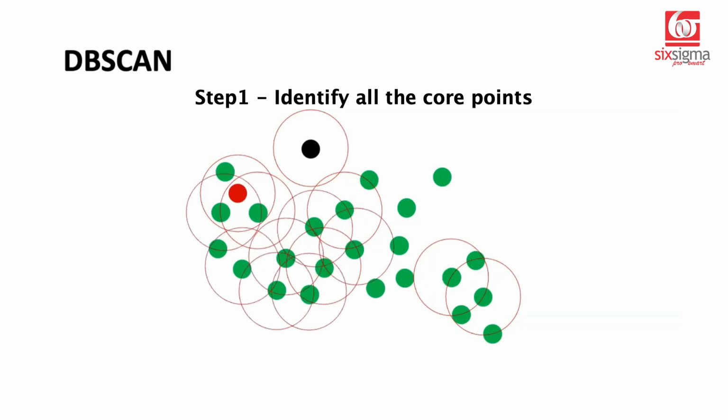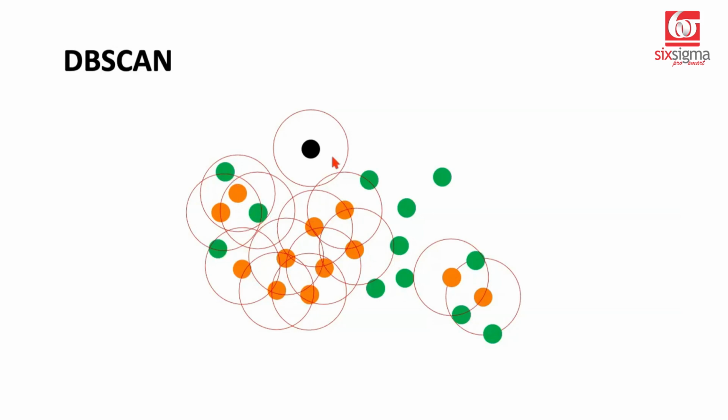The first thing we have to do is all the core points have to be identified separately. So let's assign them one color. Let's say we've given them this orange color. So all these core points have been identified. As of now, we see the core points identified with the orange color, the green points, which are not the core points, and one outlier that we've already marked. There may be more outliers. We'll figure that out.